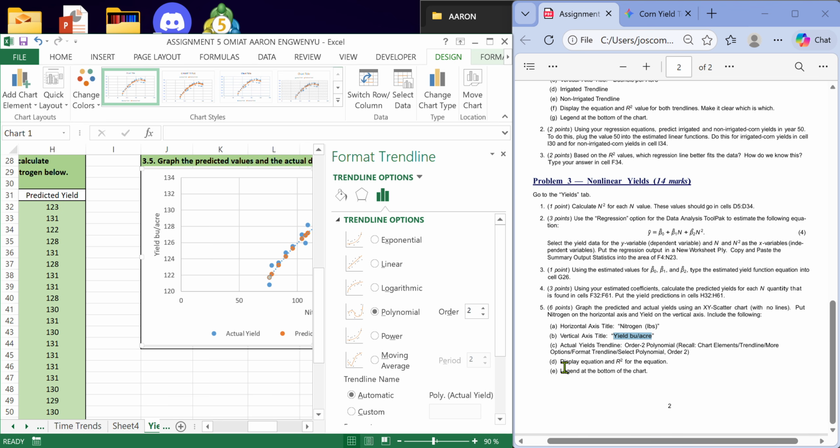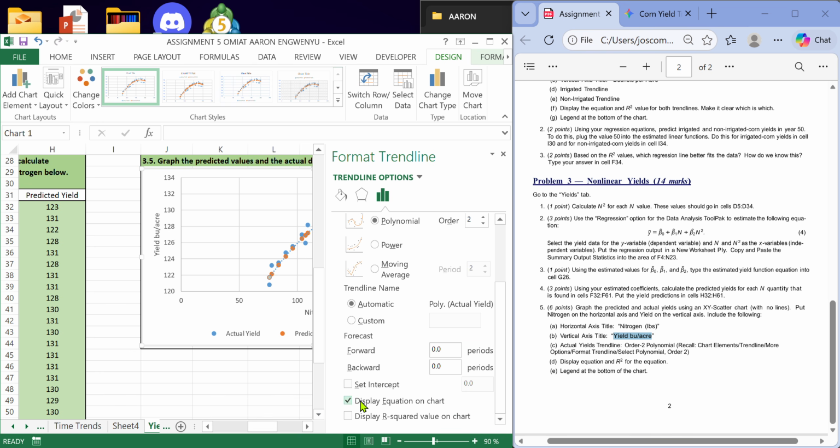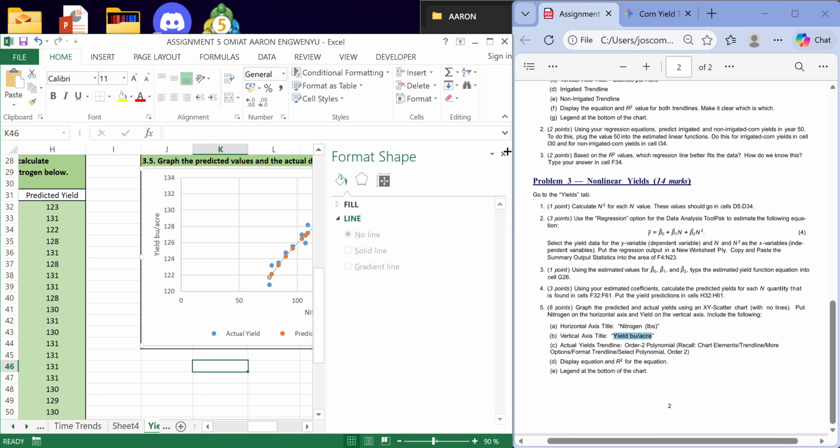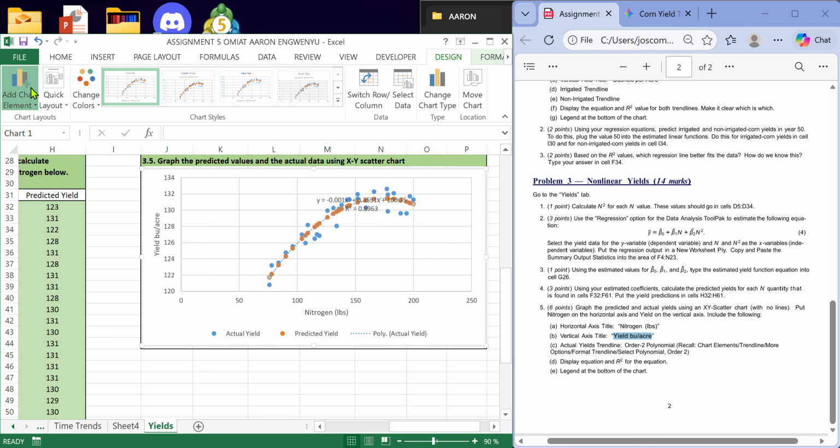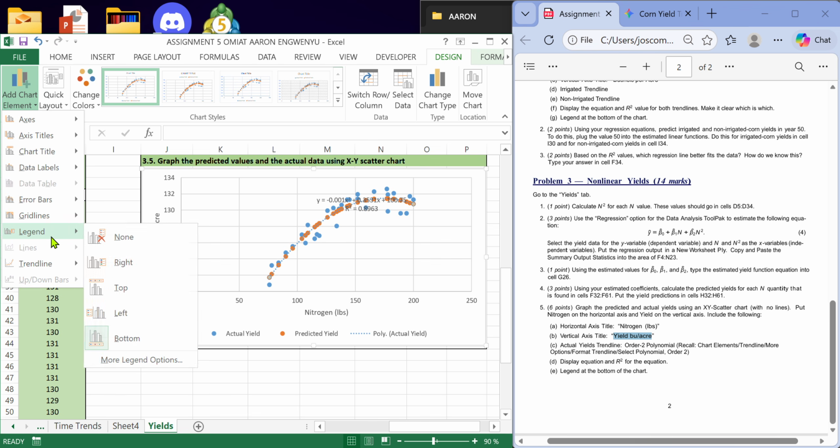Done. Then they want us to display the R squared equation. The equation and R squared will come down. Equation R squared, that is done. And they want the legend at the bottom. Okay. And close this. Insert our design legend at the bottom. It's already there.